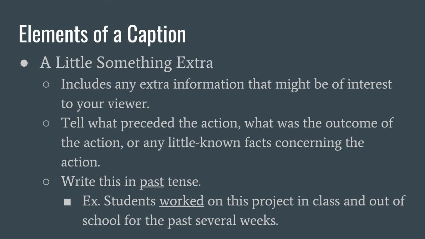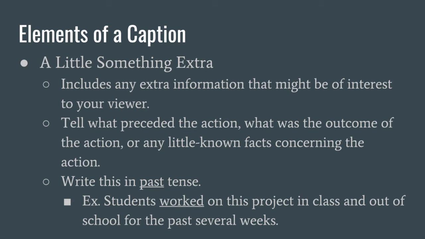The next part of your caption you want to include is just a little something extra. It's extra information that might interest your viewer. So it's something that might have happened right before the picture or primary source was taken or recorded. It might have been the outcome of it or what happened after, or any other little known facts about the picture or primary source or your event in general.